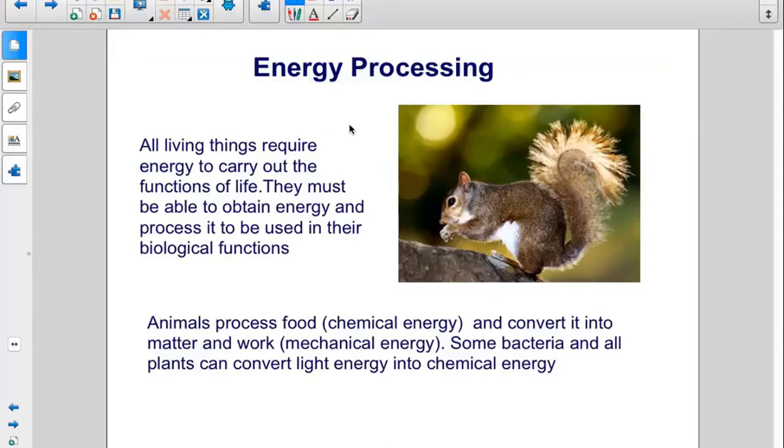All living things require energy to carry out the functions of life. They must be able to obtain energy and process it to be used in their biological functions. Animals process food, chemical energy, and convert it into matter and work, mechanical energy. Some bacteria and all plants can convert light energy into chemical energy.